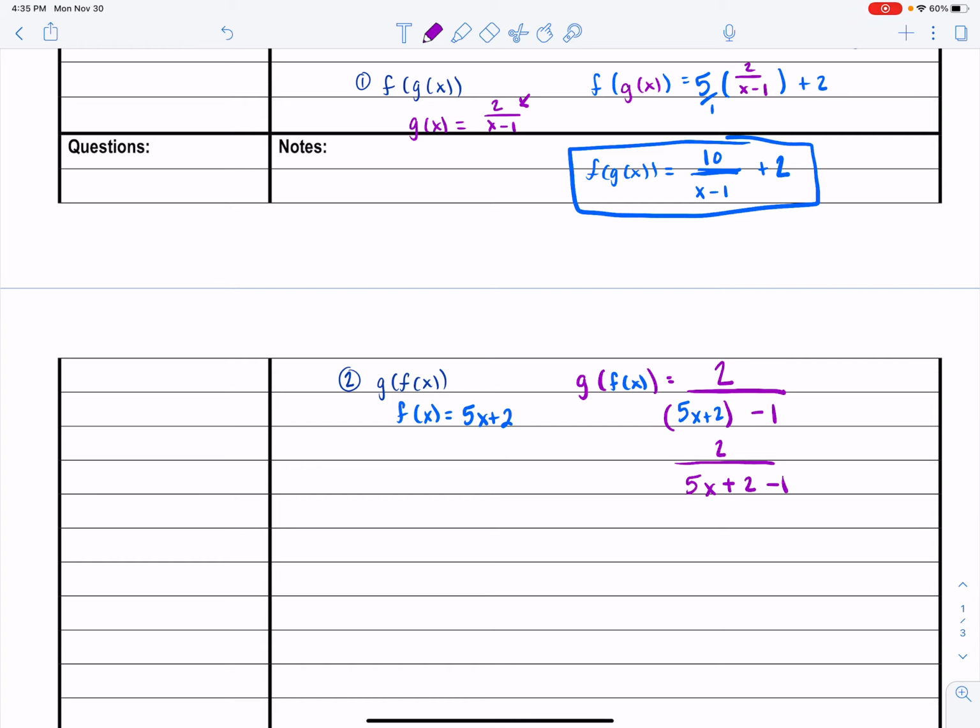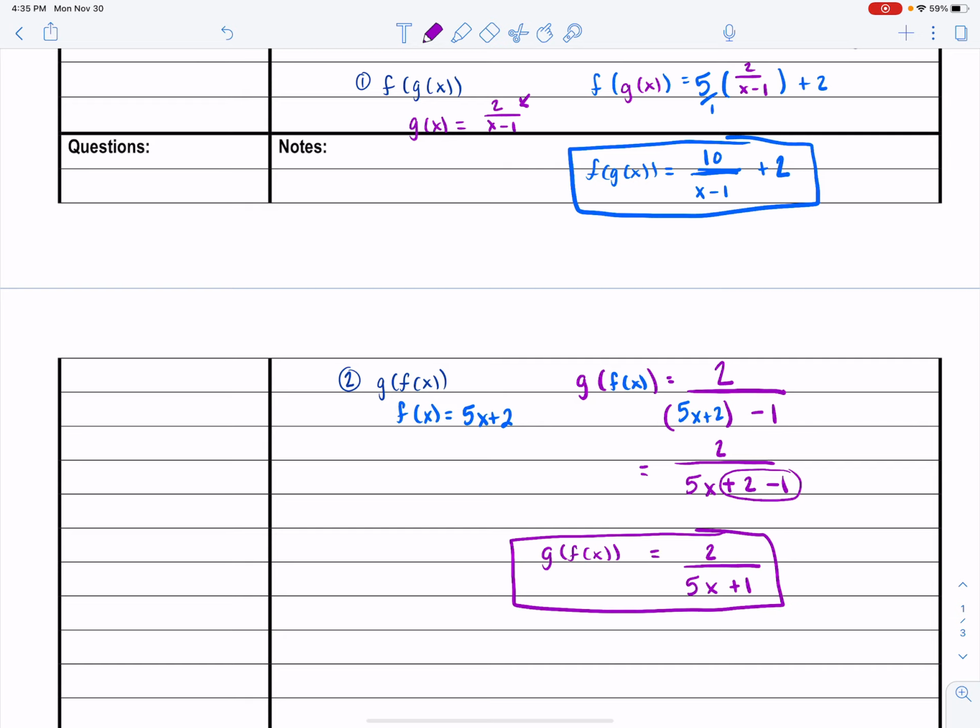The only thing I can do here is combine these like terms on the same level. 2 minus 1 is 1. So we have 2 over 5x, 2 minus 1 is 1. Okay, now, I can't simplify that fraction anymore because I have 3 parts, 2, 5, and 1, and those aren't divisible by the same number, so that's as simple as I can get. So I have g of f of x equals 2 over 5x plus 1.